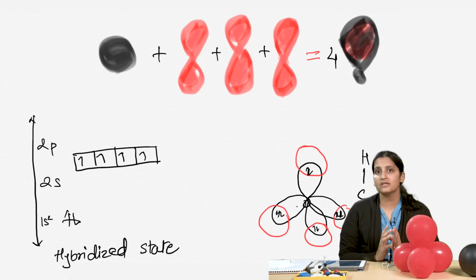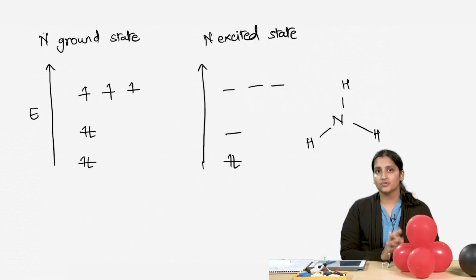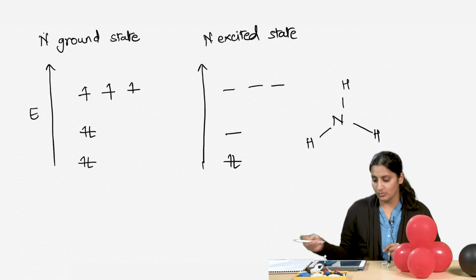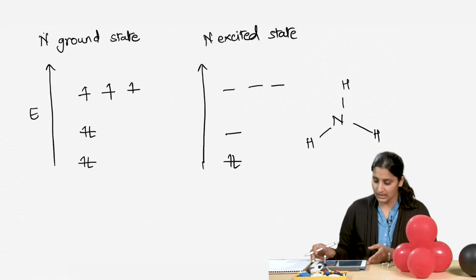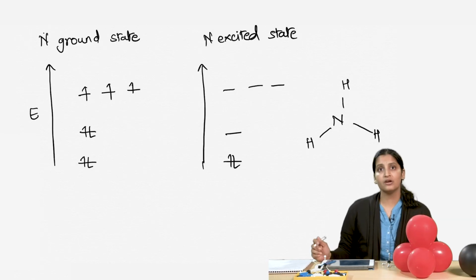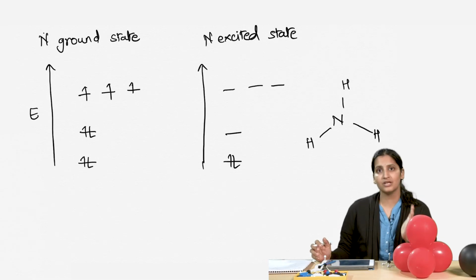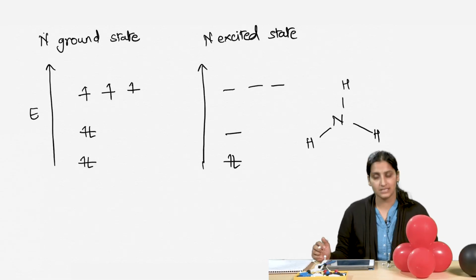Now, how does this bonding change as we go from carbon to nitrogen to oxygen? Let us look at some examples of sp3 hybridized nitrogen and sp3 hybridized oxygen molecules. The first example we are going to take is ammonia. The ground state electronic configuration of nitrogen is what I have shown here, and as we said, in order to go from ground state to hybridized state, we need to first go through an excited state.